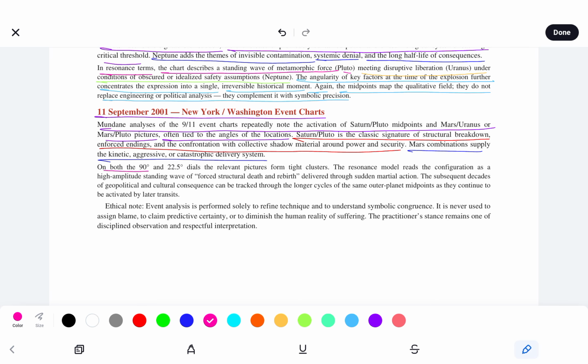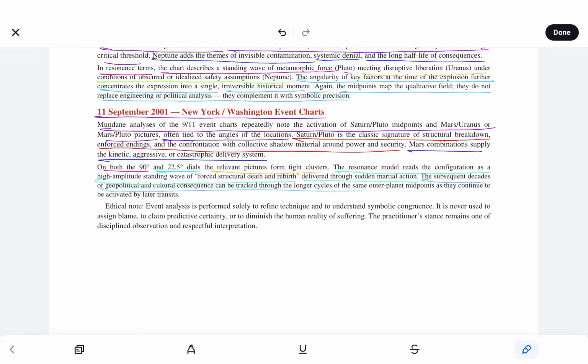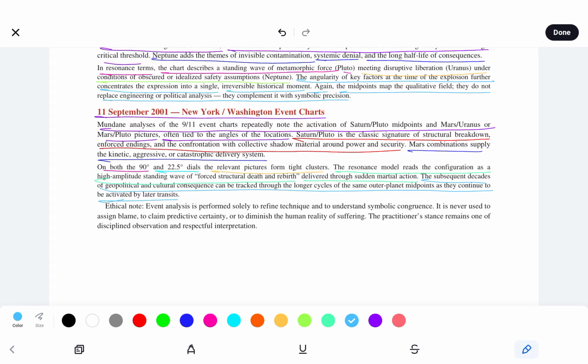On both the 90-degree and 22.5-degree dials, the relevant pictures form tight clusters. The resonance model reads the configuration as a high-amplitude standing wave of forced structural death and rebirth delivered through sudden martial action. Subsequent decades of geopolitical and cultural consequence can be tracked through the longer cycles of the same outer planet midpoints as they continue to be activated by later transits.